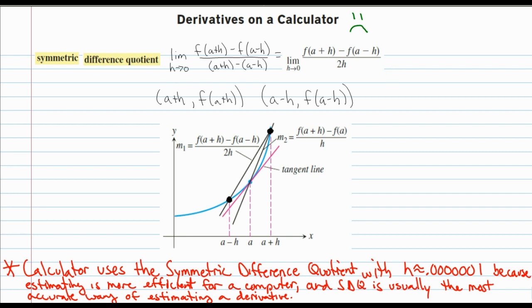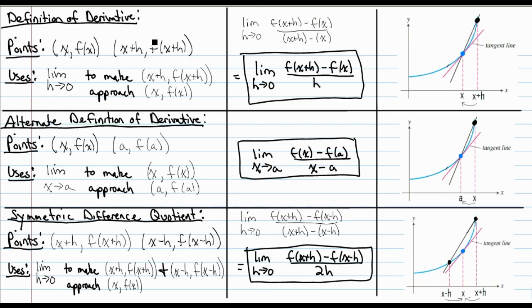and that process is up here. Now if you're a little overwhelmed by all these different limits as things approach things, on this next page of notes here, I broke down each of the 3 of these and their purpose, their formulas, and a picture of what they're doing. So maybe you want to take a couple minutes, look over those, and that'll help you clarify the difference between the definition of derivative, the alternate definition of a derivative, and the symmetric difference quotient.